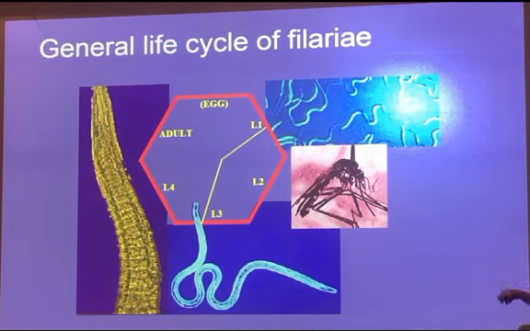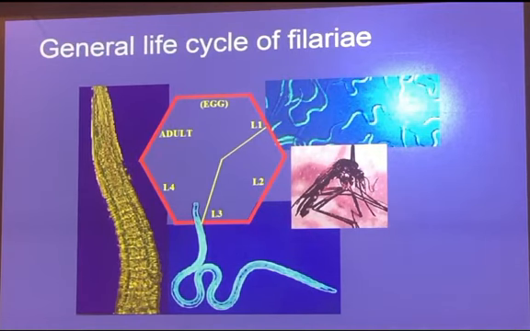So the general life cycle is there's microfilaria. The microfilaria tend to be about 70 microns long, more or less, and about 3 to 5 microns wide. So about the width of a red cell, and somewhere, I can't do the math, but 20 times as long, something.